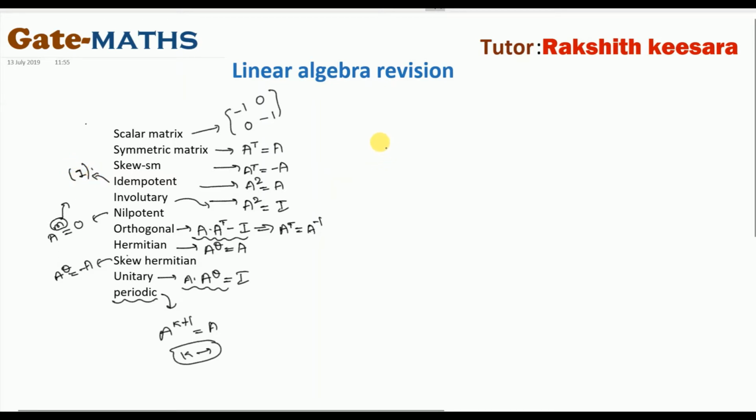Now we will see the properties of symmetric and skew-symmetric matrix. Suppose A and B are two symmetric matrices, then A power k plus or minus B power k is also a symmetric matrix. AB plus BA is also a symmetric matrix, but AB minus BA is a skew-symmetric matrix.